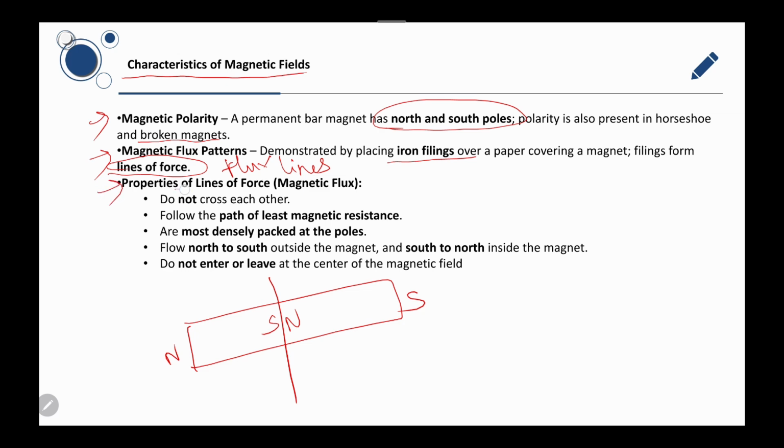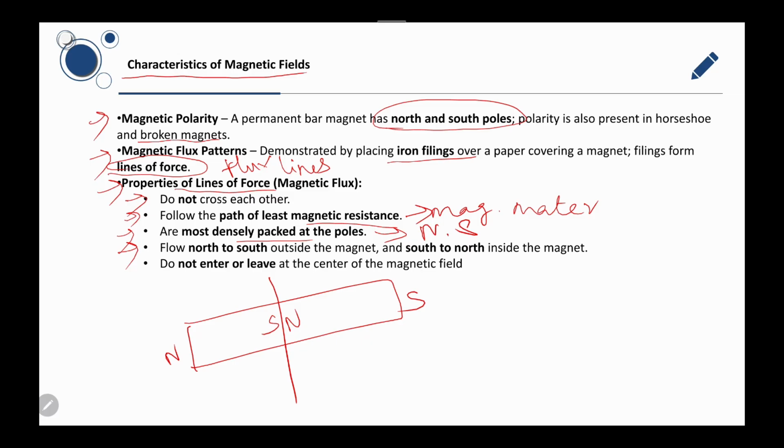Then properties of lines of force. First, they do not cross each other. They always run in smooth and continuous curves. The next one is they follow the path of least magnetic resistance. They travel more easily through magnetic materials than through air. The next one, they are most densely packed at the poles. The magnetic field is strongest at the north and south poles.